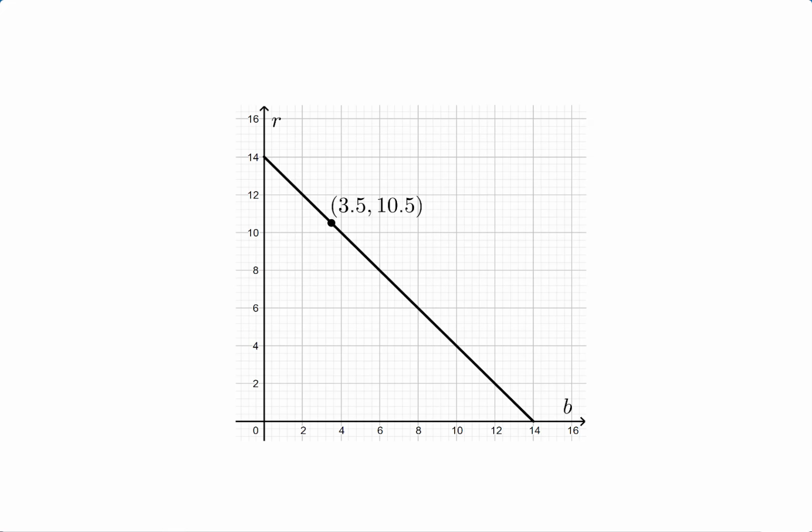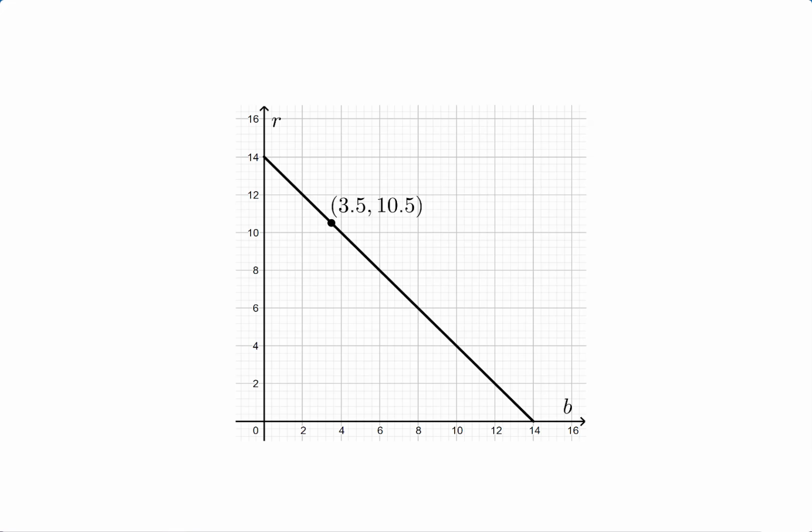So we have the graph of r in terms of b shown here, and we notice that the point (3.5, 10.5) is on this graph, which really tells us that at some moment in time, the value of b is 3.5, and the value of r is 10.5. Or that tells us that at some moment the burned length of the candle is 3.5 inches, and the remaining length of the candle is 10.5 inches.